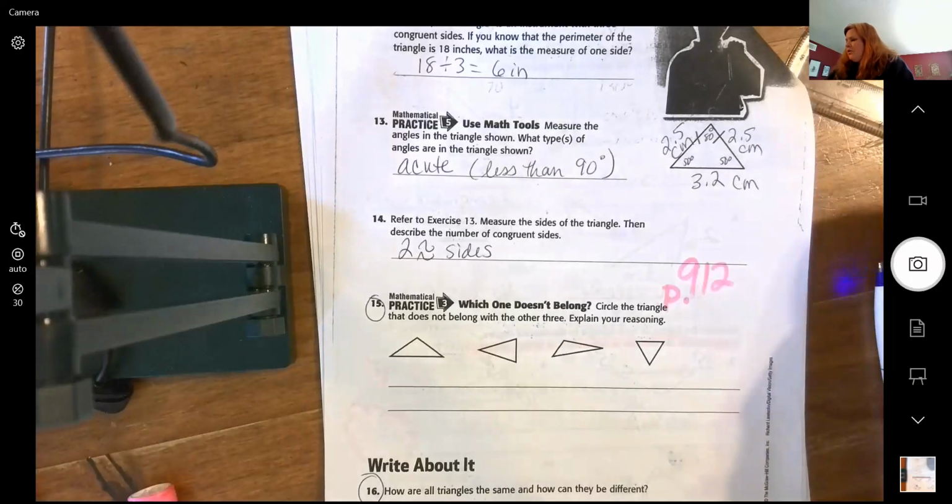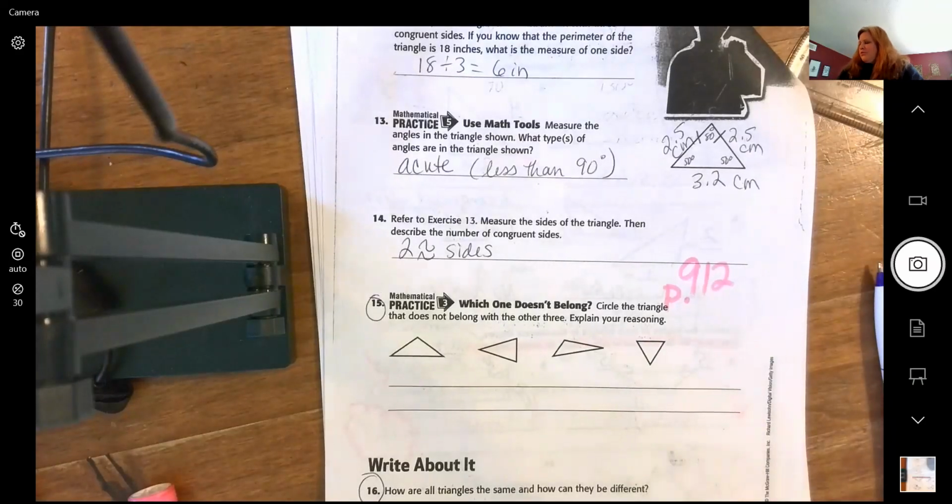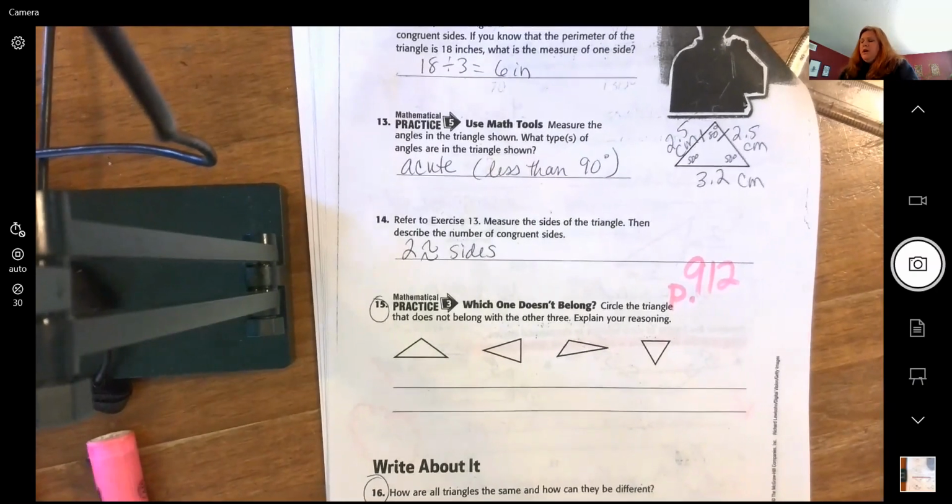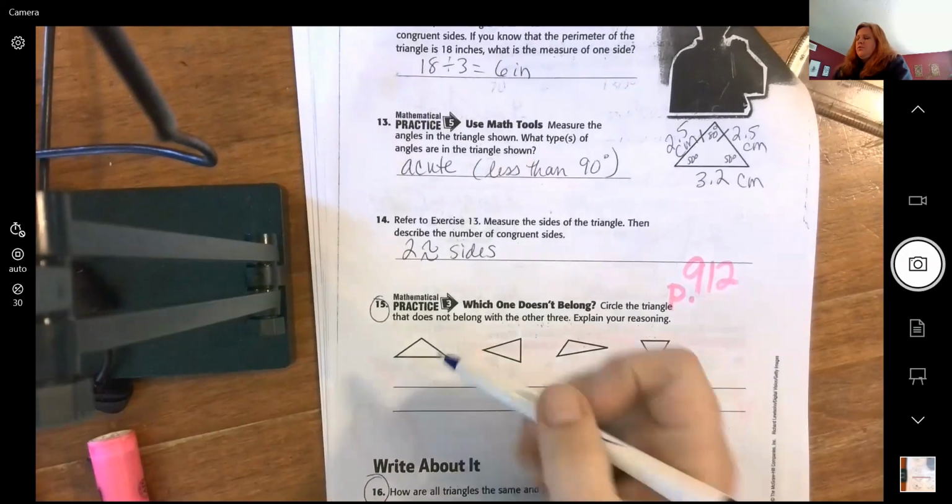And we are currently on page 912. We're almost done, kind of wrapping up, and then we're going to move to our lesson 3. So this is one of the problems that you were supposed to finish yesterday, and I wanted to take a really quick look at it. So first off, let's look at each triangle, and let's look at the shapes and angles. So our sides and angles.